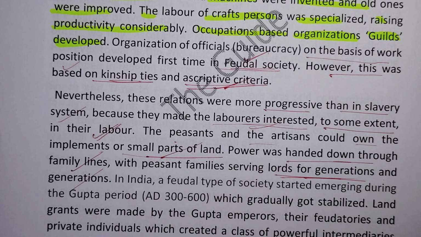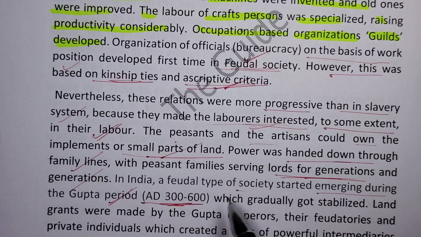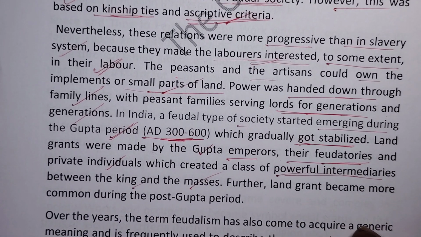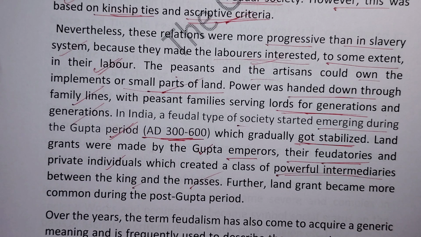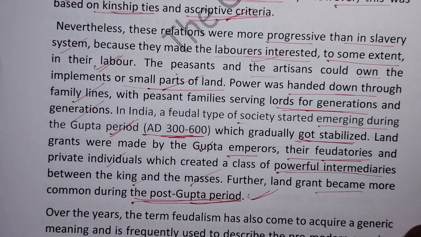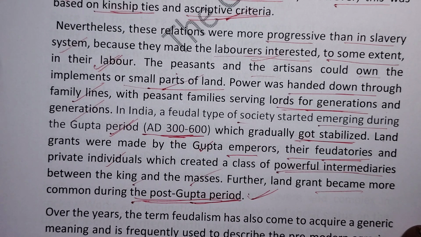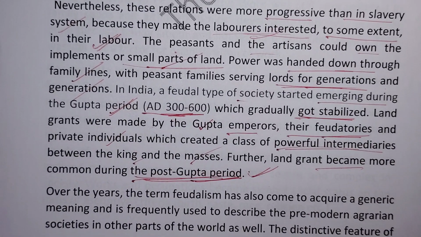In India, a feudal type of society started emerging during the Gupta period, which gradually got stabilized. Land grants were made by the Gupta emperors, their feudatories, and private individuals, which created a class of powerful intermediaries between the king and the masses. Further, the land grant became more common during the post-Gupta period. So, land was the chief source of economic activity.